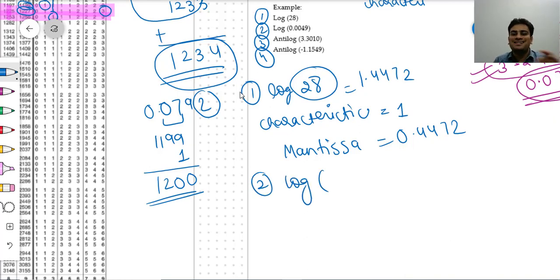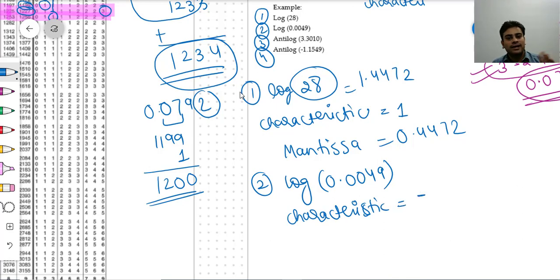Now let us take the second example, which is log of a number less than 1, 0.0049. Correct? First of all we look at the characteristic. Since it is less than 1, my characteristic will always be negative. Now the second point is, we need to look at the number of zeros after the decimal. In this case we have 2 zeros after the decimal, so my characteristic will be -3. We always add one to the number of zeros.